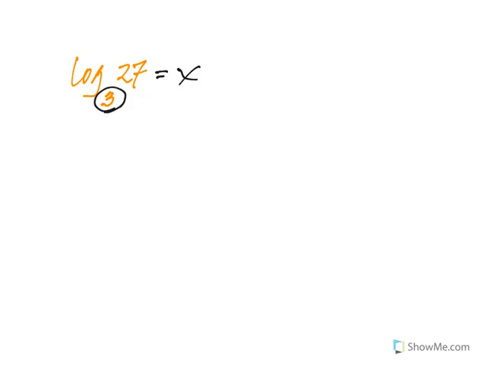Now I'm going to switch this into exponential, so I take 3 and I move it over to the other side. This gives me 3 to the x is equal to 27. Remember, the log disappears. The base of the log becomes the base of the exponent. And then you just have to start thinking about what you have to raise 3 to.